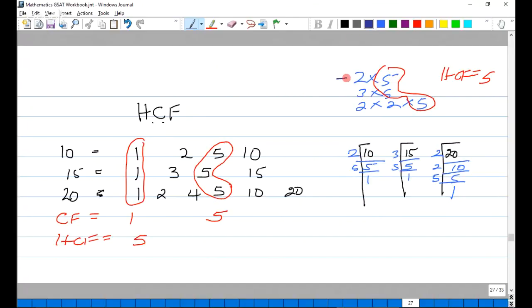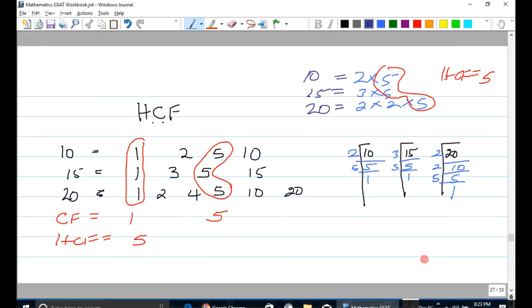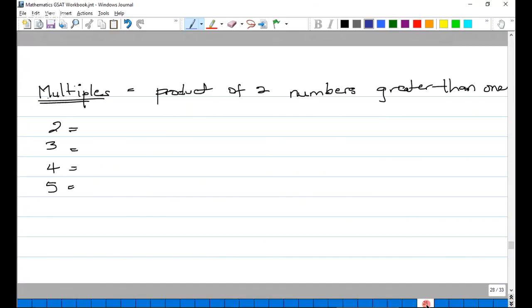This 2 times 5 represents which number? These are the prime factors of what? 10. Okay, very good. And 3 times 5 would be the prime factors of what? 15. And the 2 by 2 by 5 would be the prime factors of 20. Okay. So we're clear on that, right? Yes, sir. All right, so you have the rest of those to complete. So we're going to move on now to multiples on page 41.